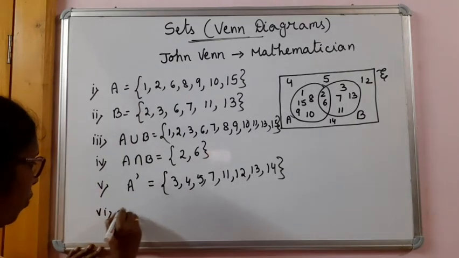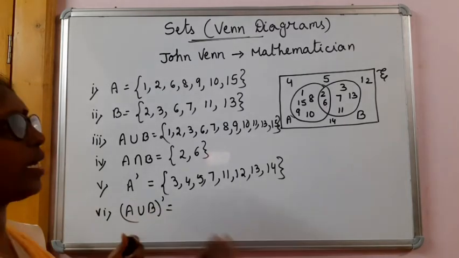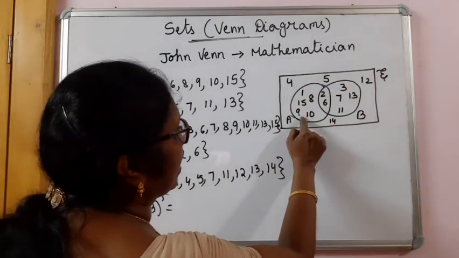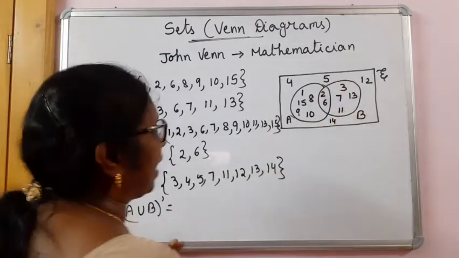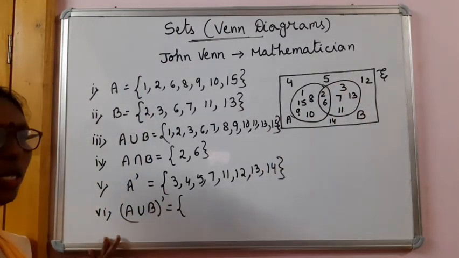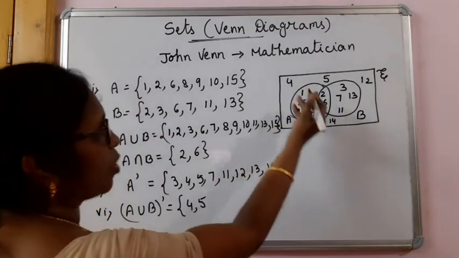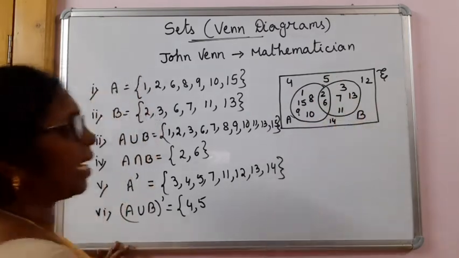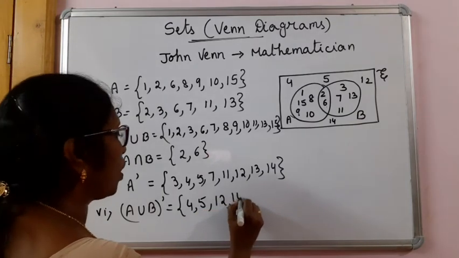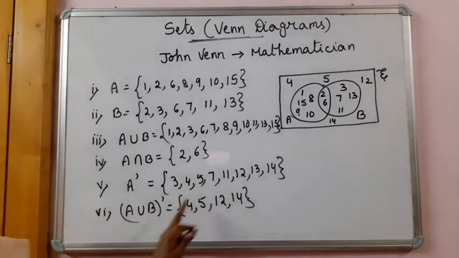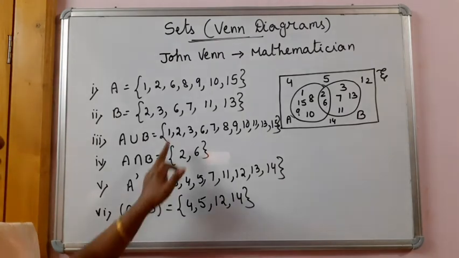Now let me explain how to find set A union B whole dash. A union B means all the elements which are there in A and B. So leaving the elements of A or B, the remaining elements are A union B whole dash. That is 1, 2, 3 are inside, 4, 5: 4 is neither in A nor in B, 5 is neither in A nor in B. Then comes 12 and 14. So only these elements are A union B whole dash: the elements which are in the universal set but not in A union B.